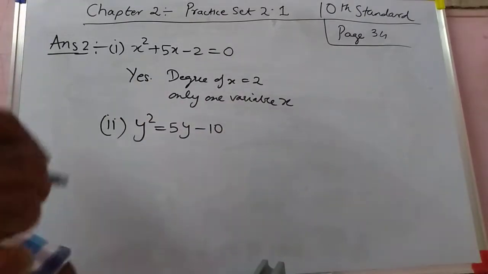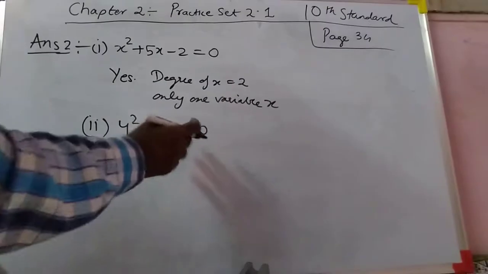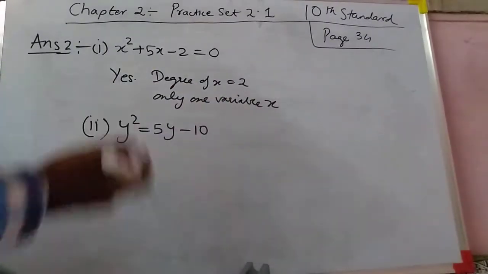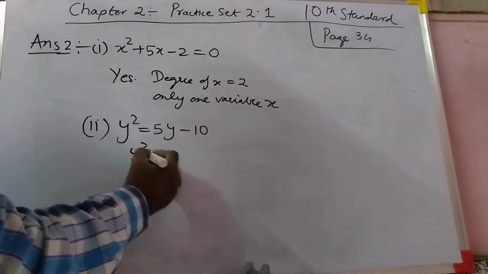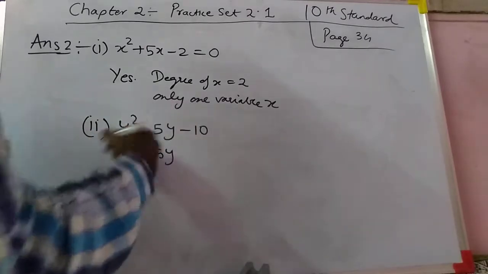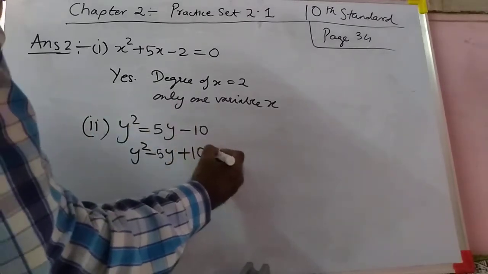First write in standard form. Standard form में लिखना है हमको. So we will take this side. Okay. So it will become y square. It will come this side minus 5y. This will come this side. It will become plus 10 is equal to 0.